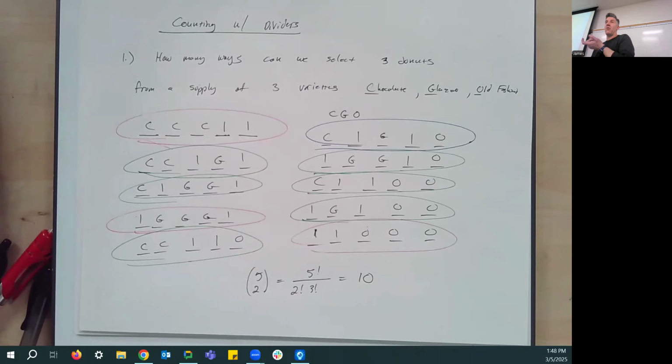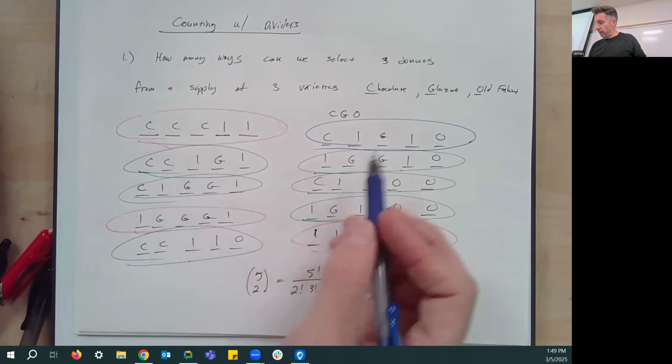But writing all those out was kind of a pain. And I didn't need to write them out if I recognized that there's 5 slots to put 3 donuts and 2 dividers. And I really only care about where the dividers go, because once the dividers are down, the rest of the thing is determined, right? Chocolate to the left of the first divider, glazed in between the 2 dividers, and old-fashions to the right. And if there's no space, you don't put any of those in there, right?